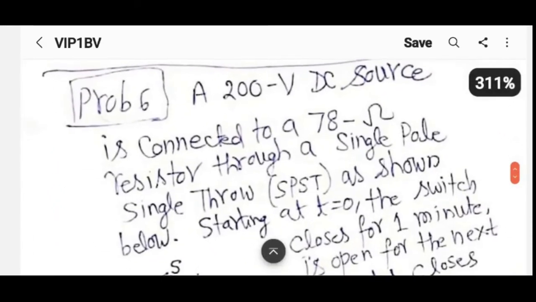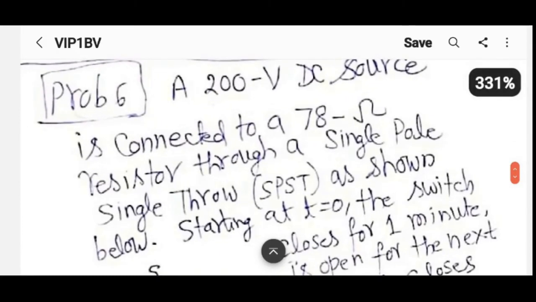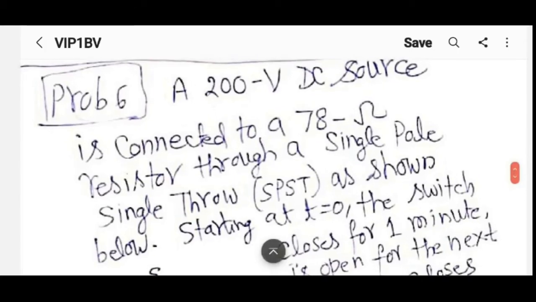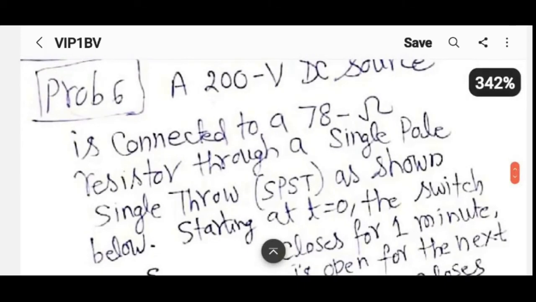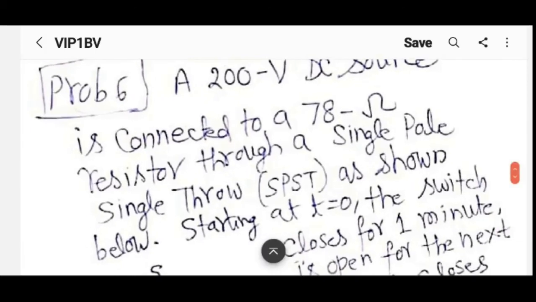Now one more example where power consumption is not constant, but is a function of time. So you have to do the calculations slightly differently for energy consumption. A 200 volt DC source is connected to a 78 ohm resistor. You see, these calculations are important. Sometimes we understand theory, but the important thing is how to do calculations correctly.